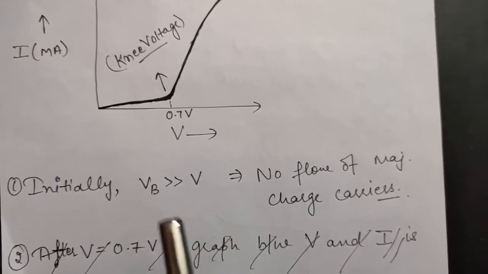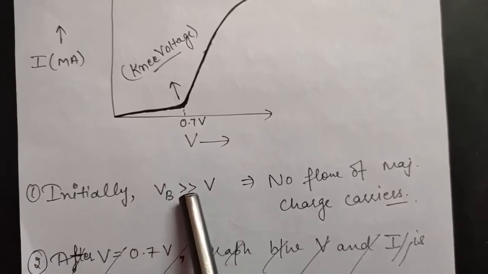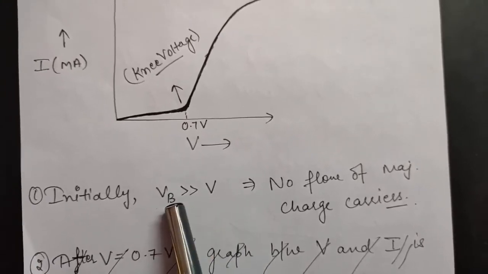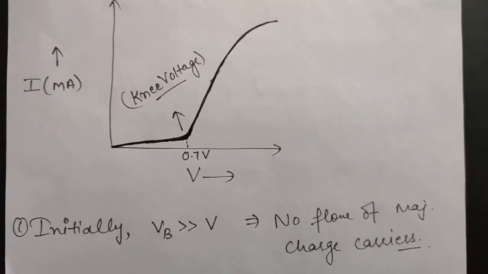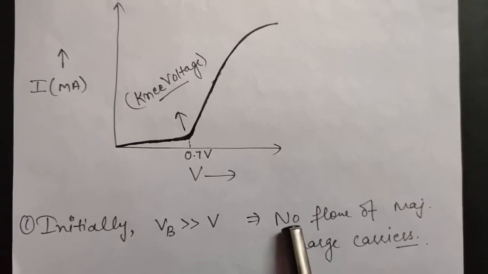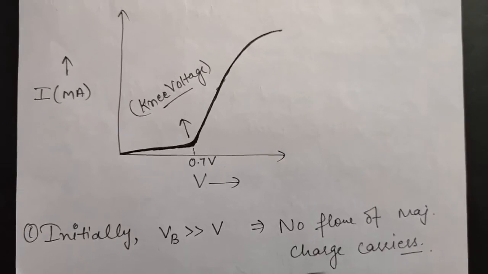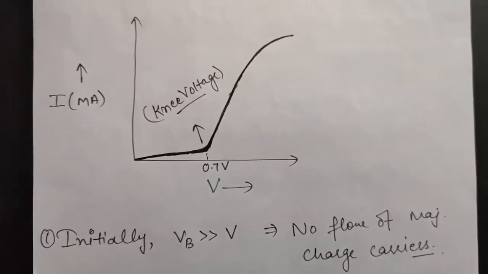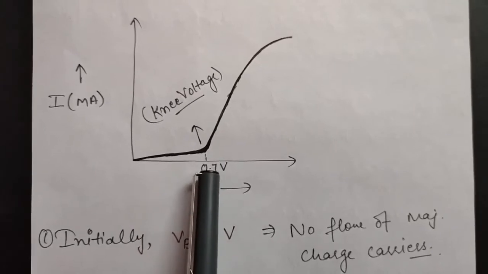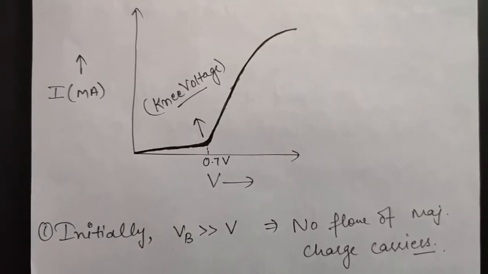So if the potential barrier is very strong, then this voltage, and because the potential barrier opposes the forward current, there will be no flow of majority charge carriers up to a certain voltage. Now, this 0.7 volt is showing you the knee voltage.